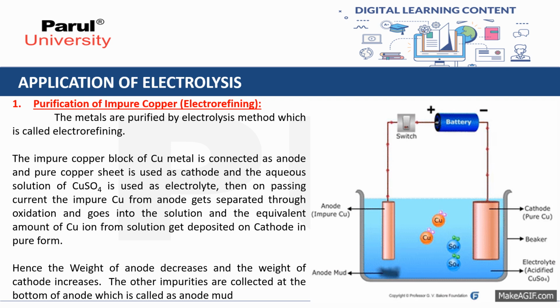Hence, the weight of the anode decreases and the weight of the cathode increases. The other impurities are collected at the bottom of the anode, which is called anode mud.